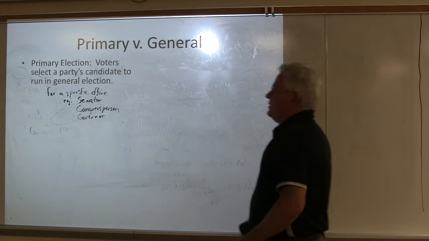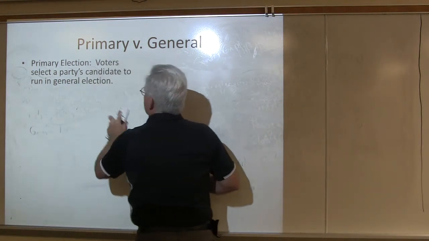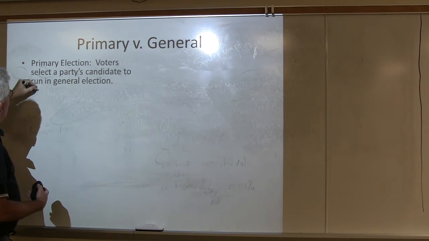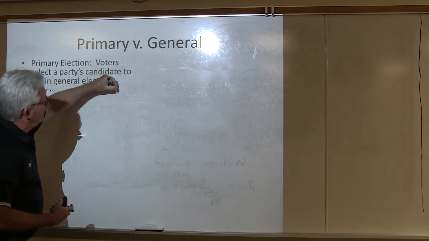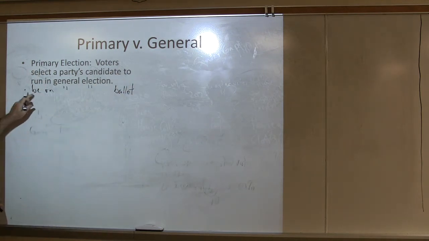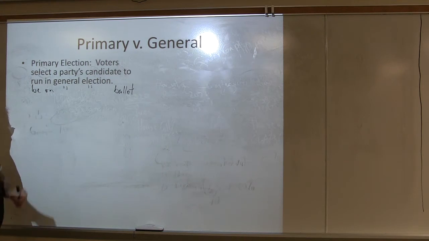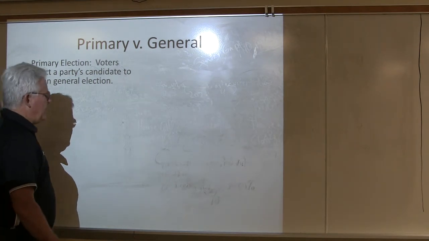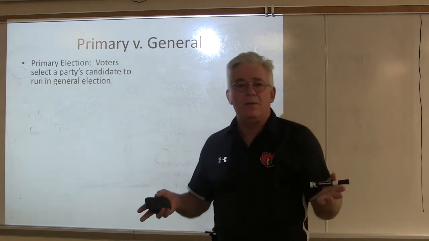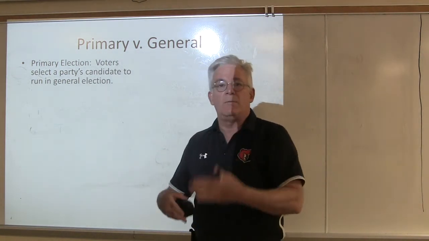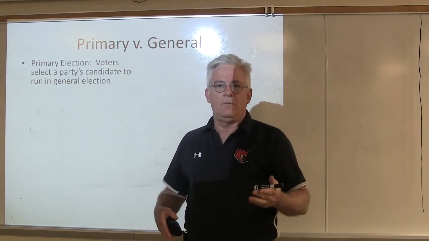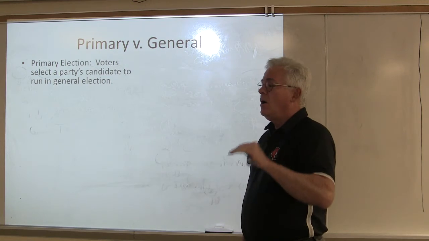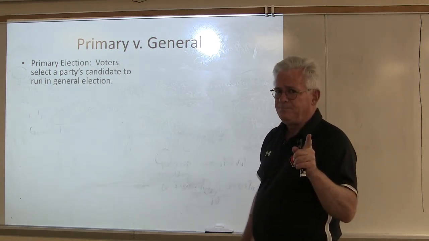So in a primary election, voters select the party's candidate to be on the general election ballot. There's only one party member for each office that is on the general election ballot. Why would that be? Do the Republicans want 2 people on the general election ballot? If there's 2 Republicans and 1 Democrat, guess what can happen, right? The Republicans could split the Republican vote and get the Democrat elected. So it's very important to only have 1 member of your party on the general election ballot. Does everybody get that? All right.